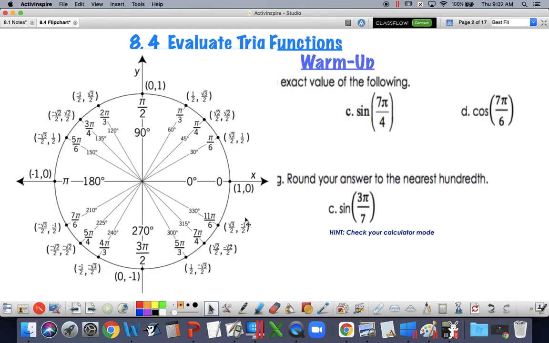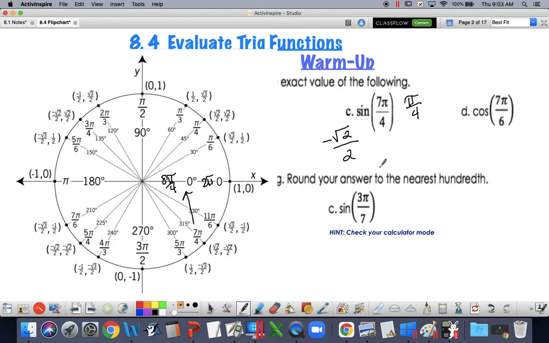7 pi over 4. Okay, so here's 7 pi over 4, and I want to know, first off, what's my reference angle? So 7 pi over 4 is from here up, right? And right here, I'm at 2 pi, 0 degrees, or 2 pi, whichever one you want to think of it. Or, in terms of fourths, I can think of it as 8 pi over 4. So I am pi over 4, 1/4 of a pi away from the x-axis. So that's my reference angle. Now, since I want the sine, I look to 7 pi over 4, and I need the y-coordinate. It's negative square root of 2 over 2.